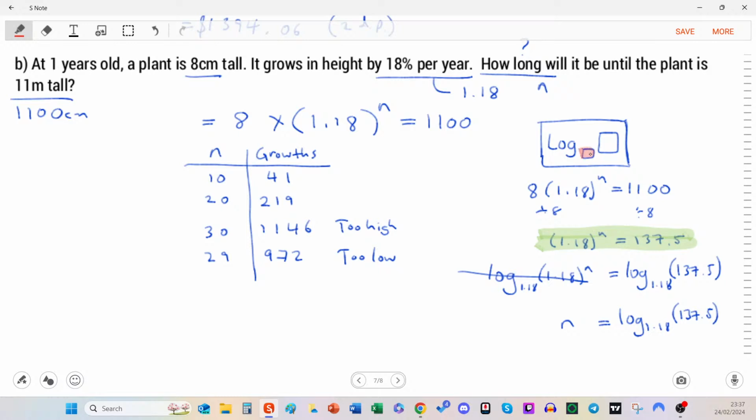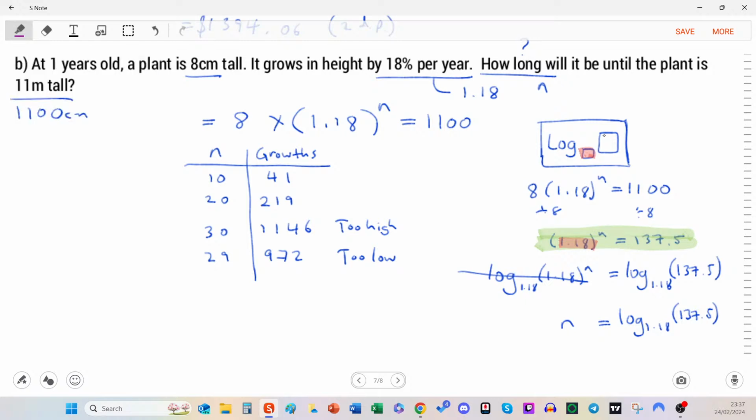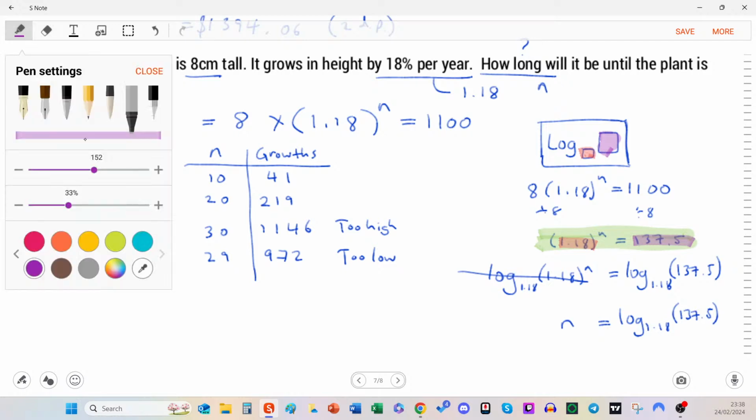What will pop up on your screen is these little boxes to fill in. In the box at the bottom, you're going to write the decimal multiplier. And in the box, which color should we use? Purple. And in the box to the right, you're going to write the value over here that you got when you divided by 8. And if I do that now, I'm going to type the log button, 1.18, and then 137.5, I'm going to get an exact value.